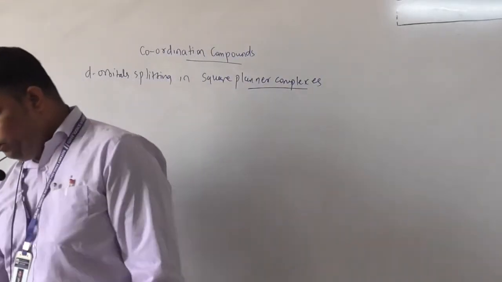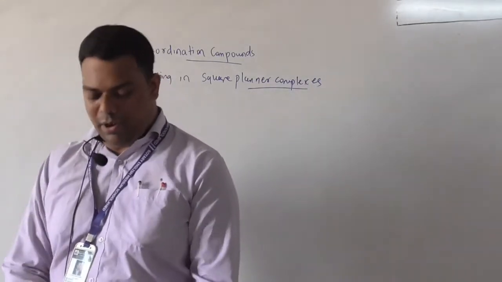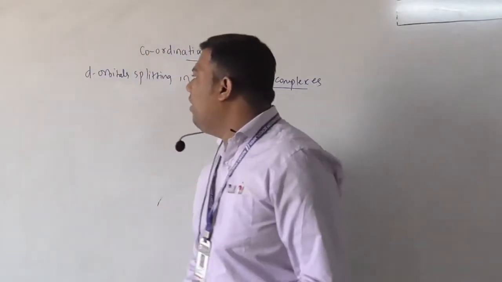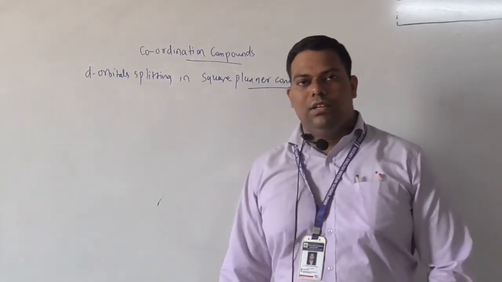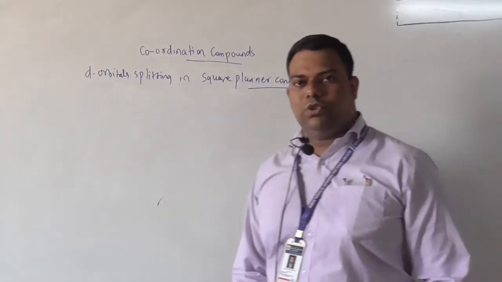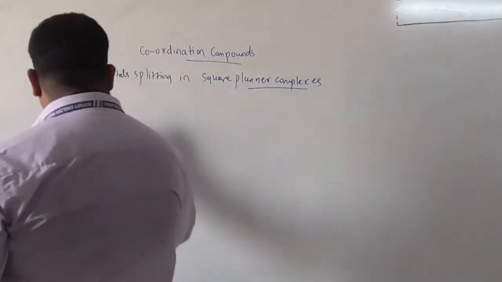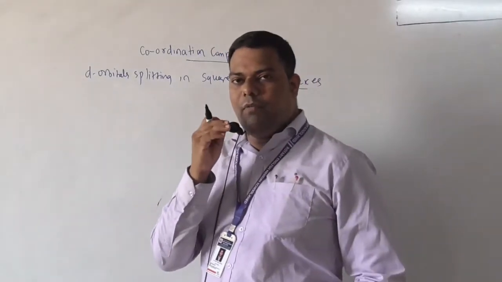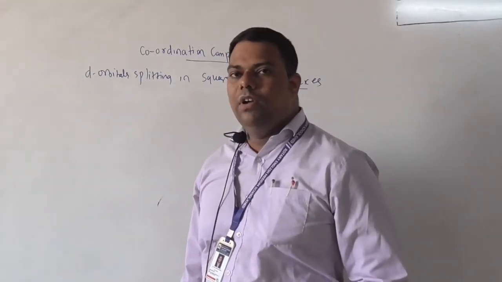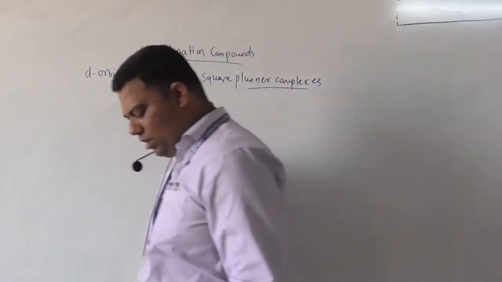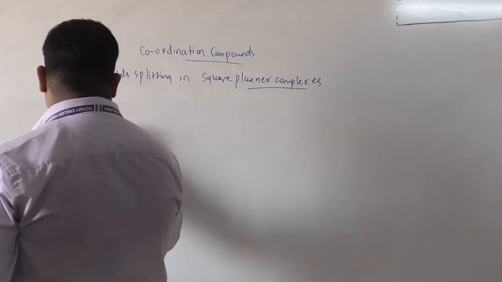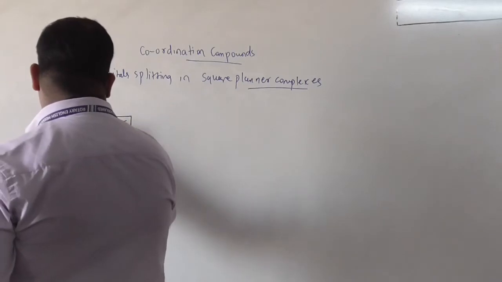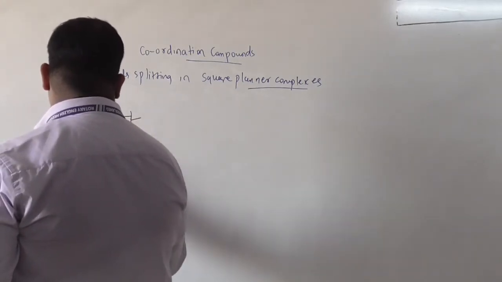So we have to mention here some theoretical background with respect to our d orbital splitting in square planar complexes. So see here. As you know, these square planar complexes we have to deal with on the basis of our octahedron. Our octahedron looks like this, with the central metal atom.